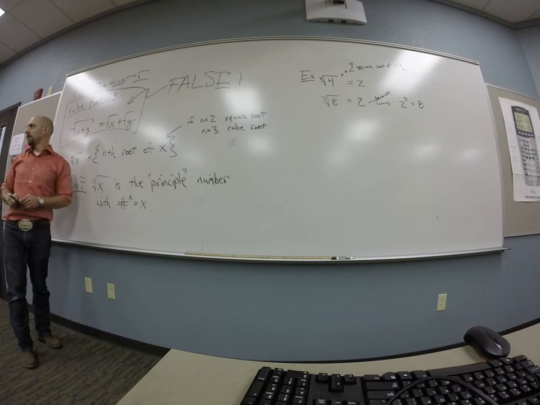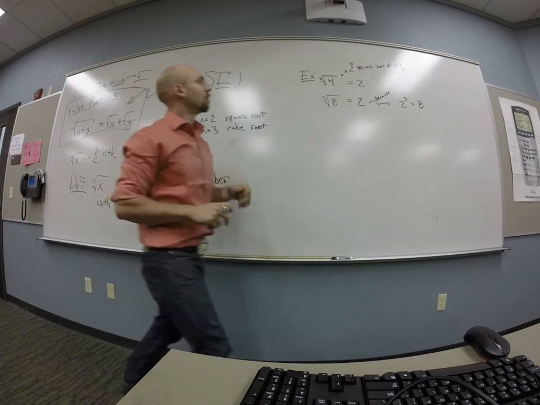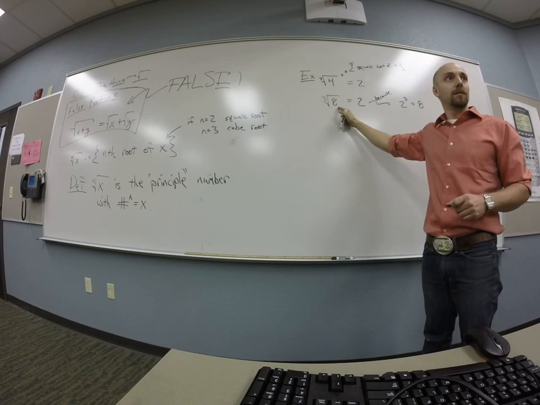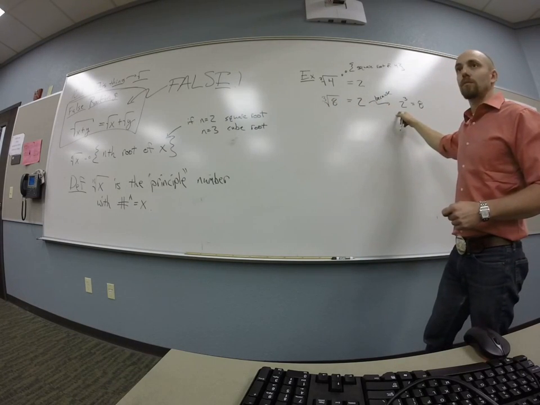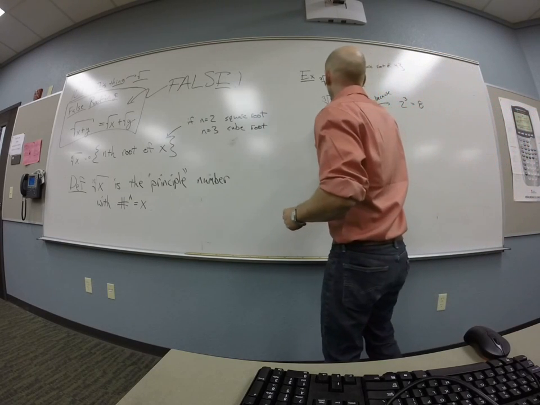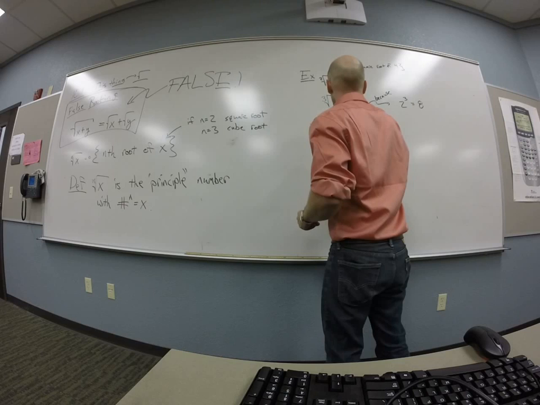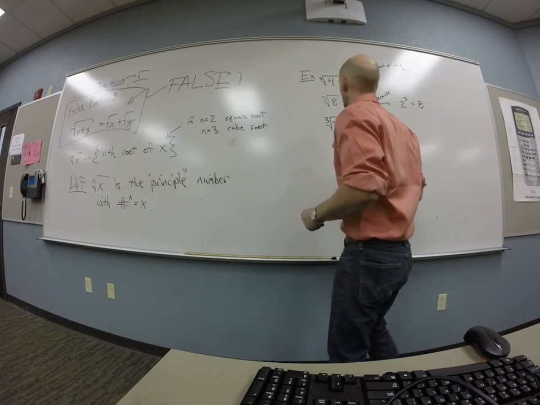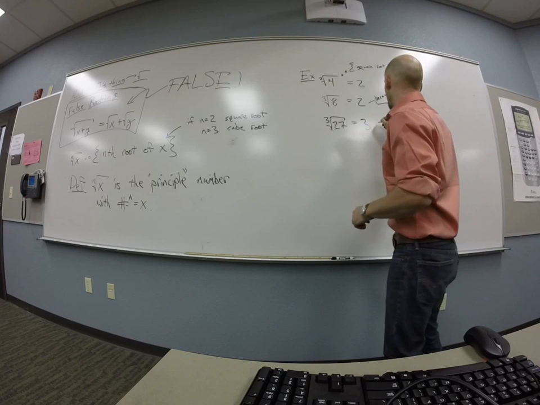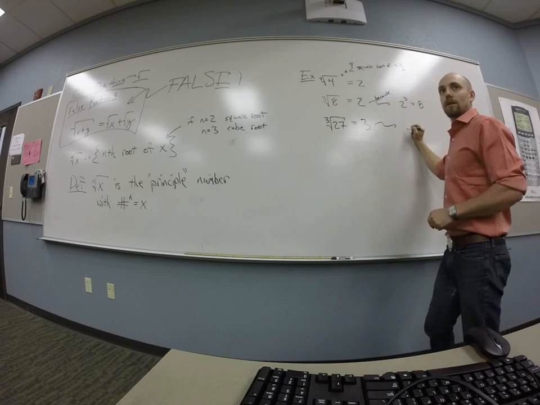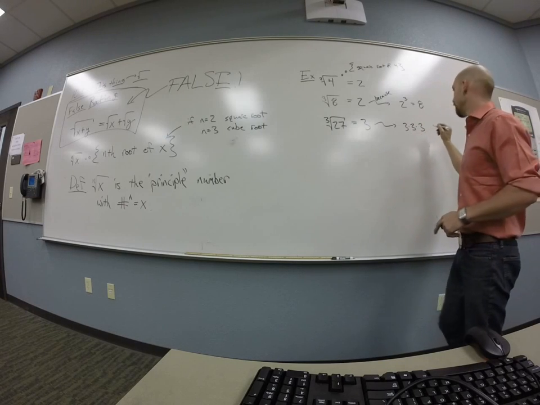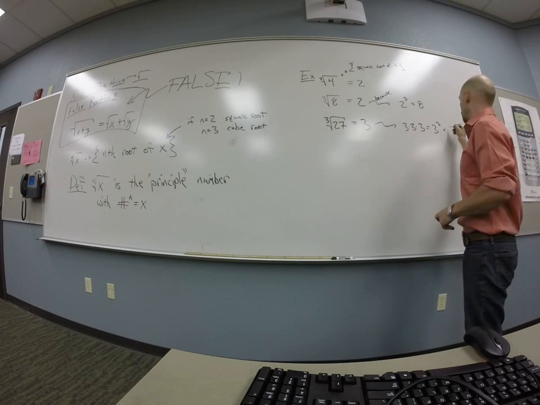You guys see that? So over here I'm asking, what's the number you cube to get 8? Yeah, 2. You guys cool with that? Okay, so how about the cube root of 27? 3. Because 3 times 3 times 3, right? This is 3 cubed is 27.